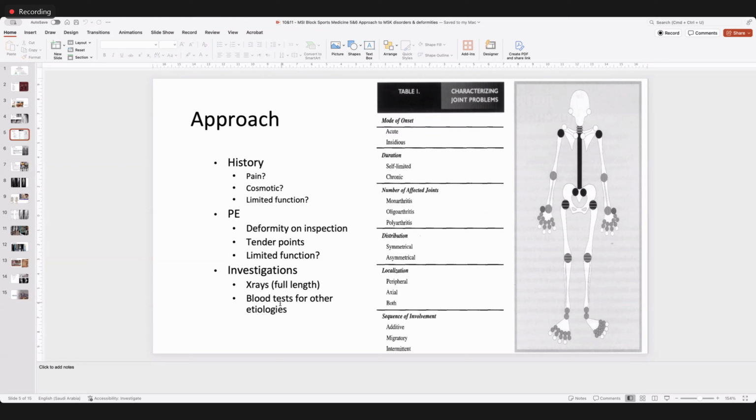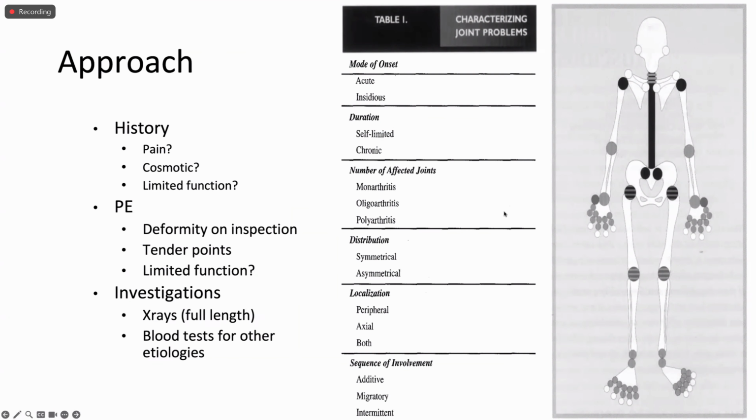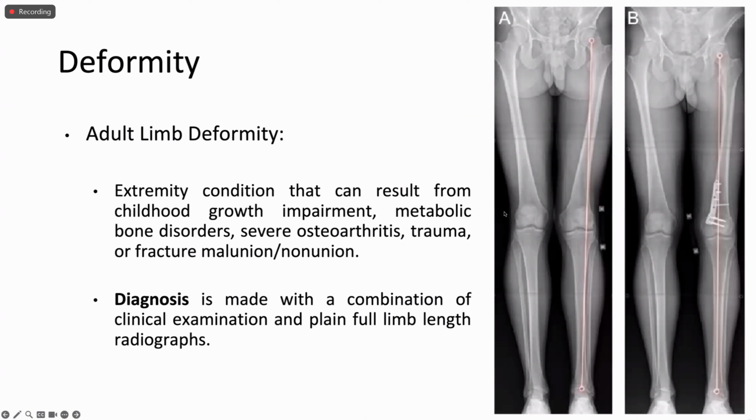And then you do investigations, X-rays. Always ask for a full length to see the whole bone, so you can know where the deformity is arising from. Going now more into deformity, you need to check what you are investigating and the patient's complaint. So if they complain of knee pain and some deformity around the knee, you need to take a full length from the hip to the ankle to see.